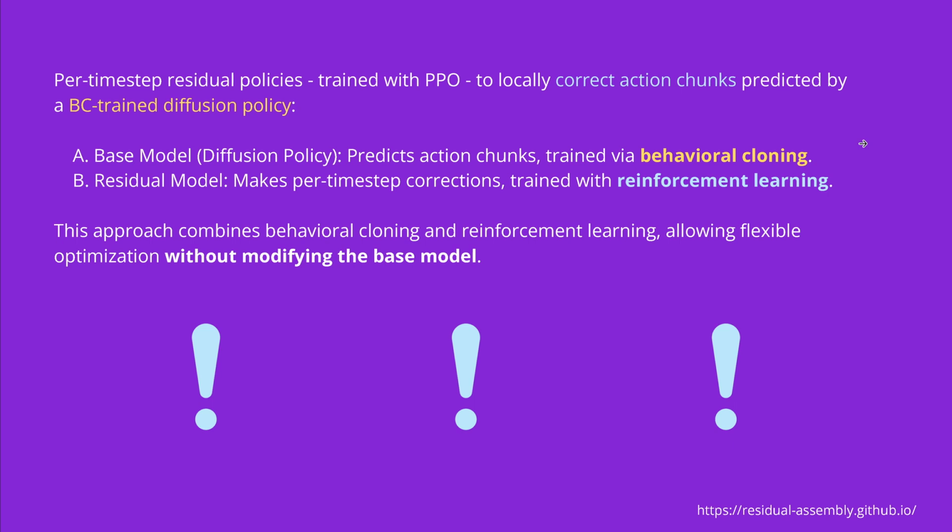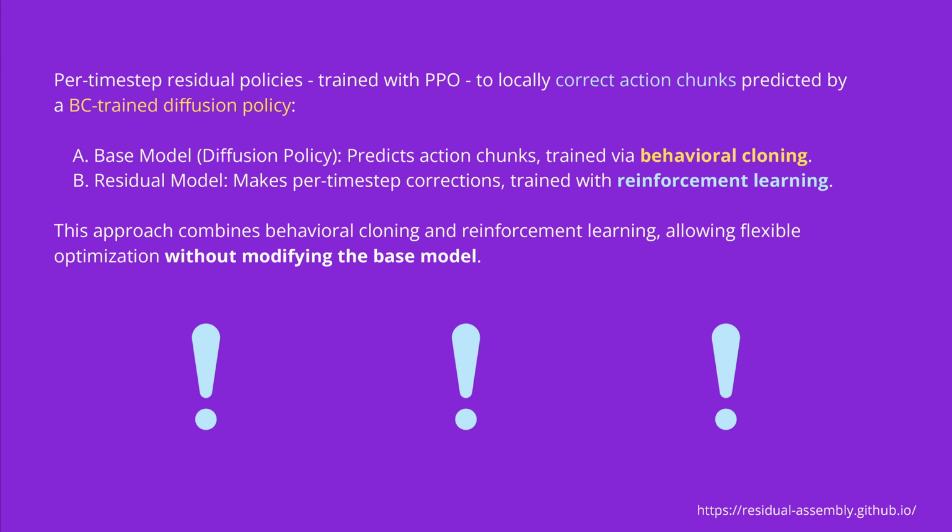Now, if this is a little bit too complicated, never mind, we do it again. So we have per time step residual policies that were trained with our classical OpenAI PPO, reinforcement learning, to locally correct some action chunks predicted by a behavior cloning trained diffusion policy. And you know about diffusion policy, I showed this in detail in my last video. And now we have this BC trained diffusion policy, and we have two phases you already see in the literature. The first is called the base model, and phase B is called the residual model. Now, the base model is simple with the diffusion policy. It predicts the action chunks that were trained via the behavioral cloning that I showed you at the beginning of this video.